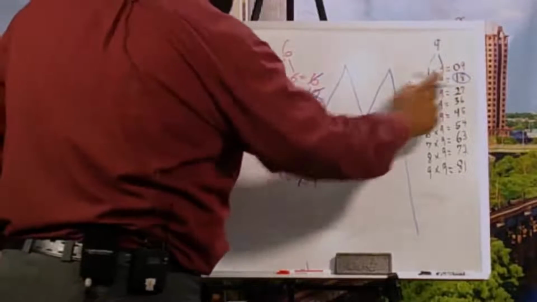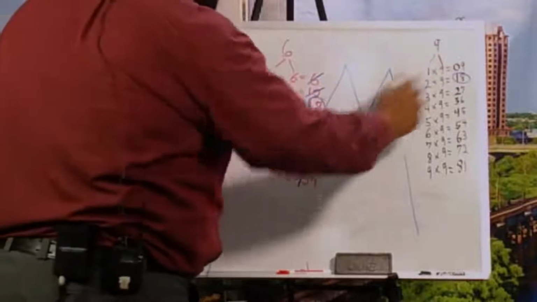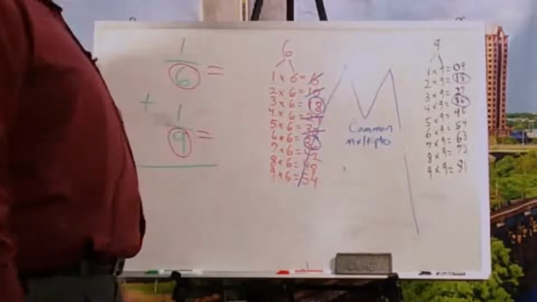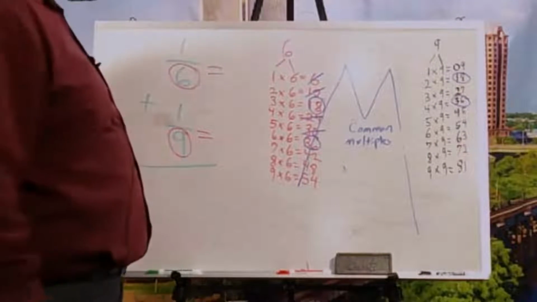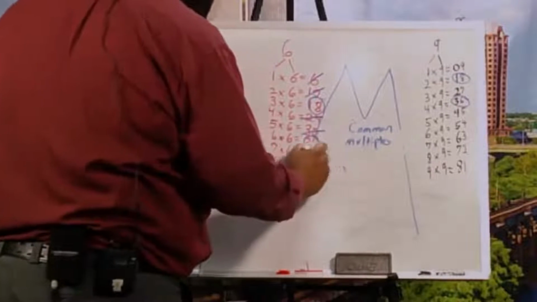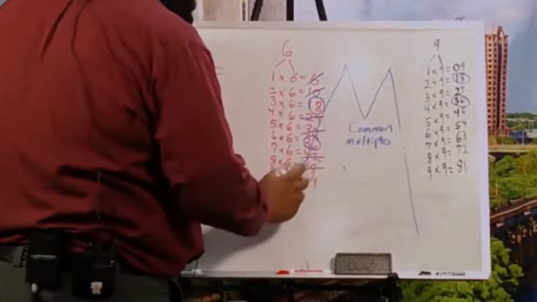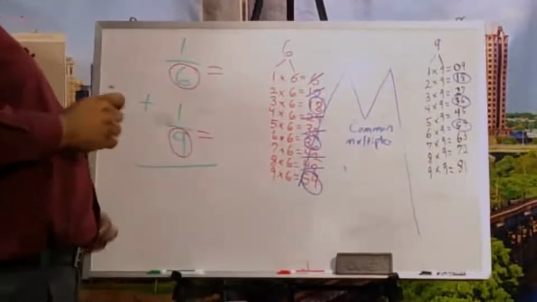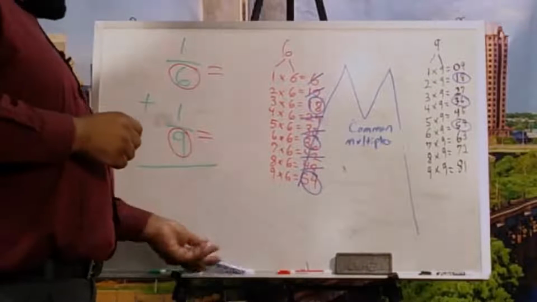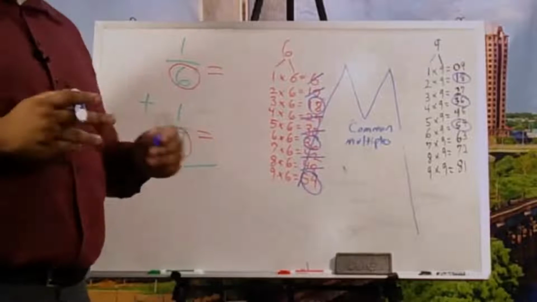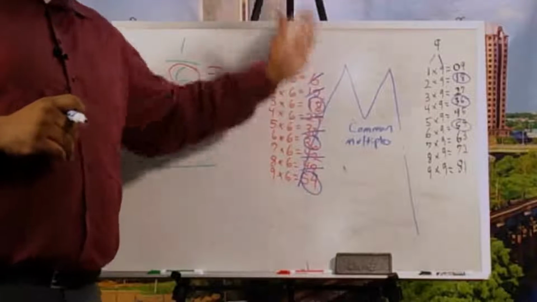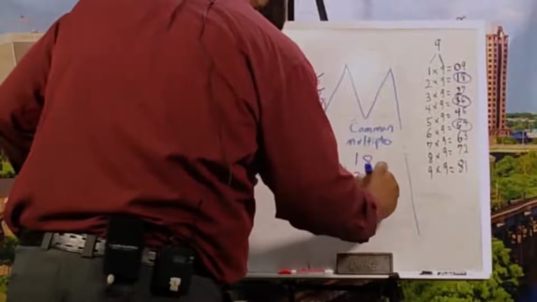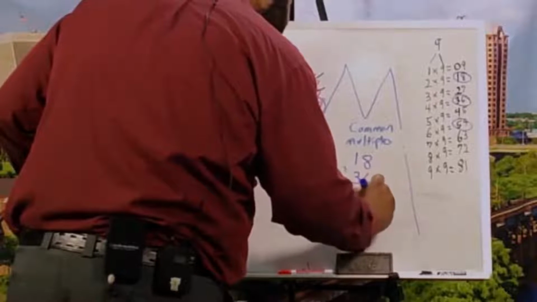Is there a 24 over here? No. Is there a 30 over here? No. Is there a 36 over here? Yes. 18 and 36 are common multiples. Is there a 42 over here? No. Is there a 48 over here? No. Is there a 54 over here? Yes. So now my next step is, what are our common multiples? What are our common answers between the 6 and the 9? We circle the 18, we circle the 36, and we circle the 54.